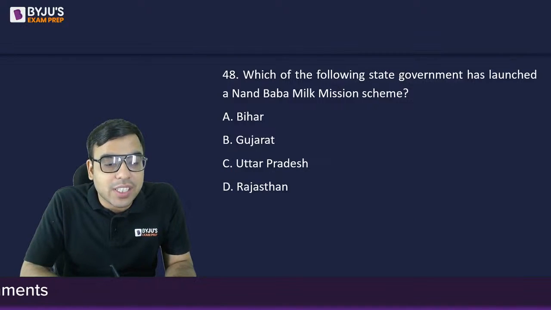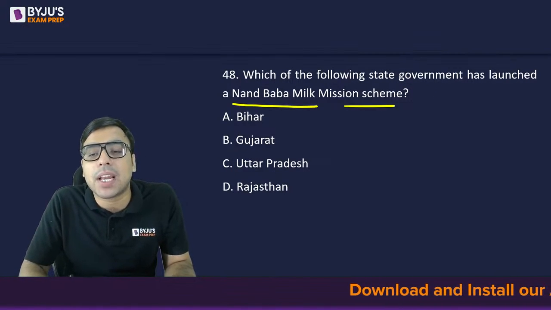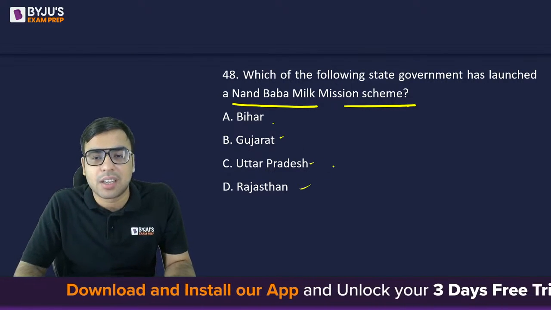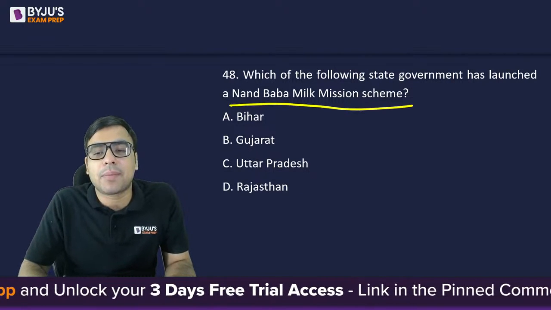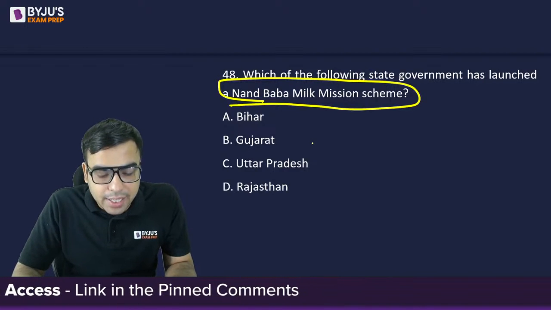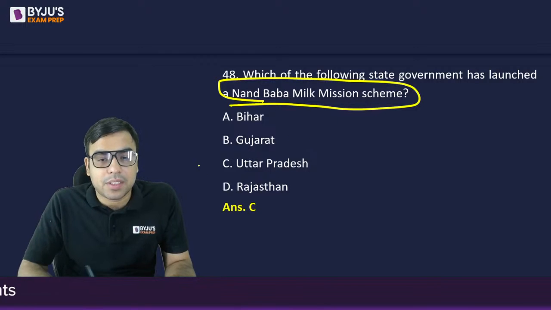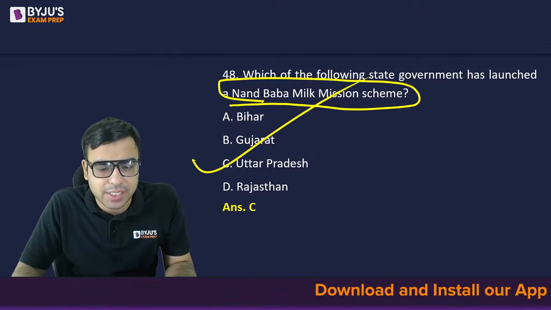The next is question number 48. Which of the following state governments launched the Nand Baba Milk Mission scheme? Bihar, Gujarat, Uttar Pradesh, Rajasthan. What is the right answer to this question? कौन से state government ने Nand Baba Milk Mission scheme launch किया है? So the right answer to this question is C. Uttar Pradesh, the state of UP, has launched it. So just have an idea about it. C is the right answer.